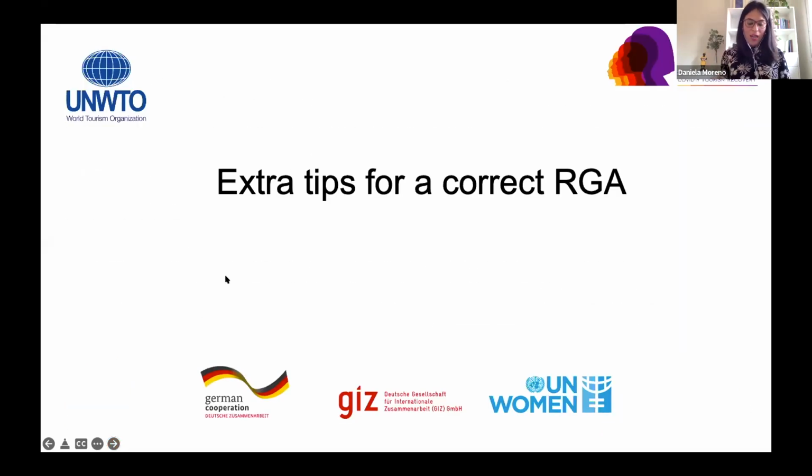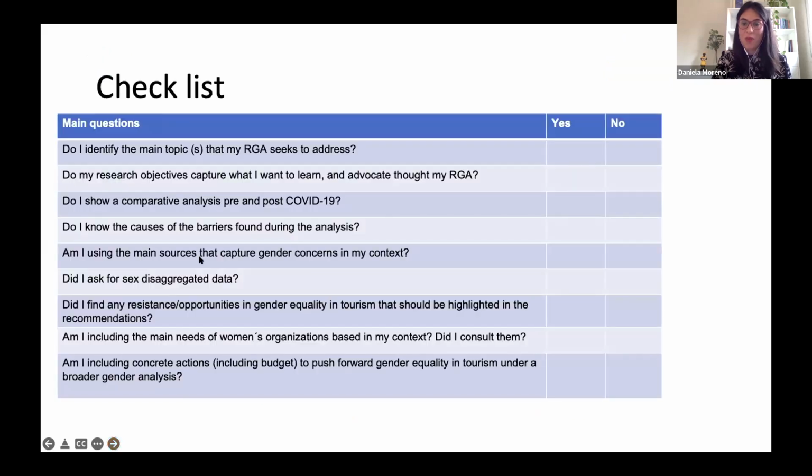Okay, so we are going to start the next module. So welcome to this workshop on rapid gender assessment in tourism. In this module, you will learn a checklist and very essential tips that are going to improve your rapid gender assessment. So thank you so much for your attention. So I really want to offer you an extra tip for your rapid gender assessment.